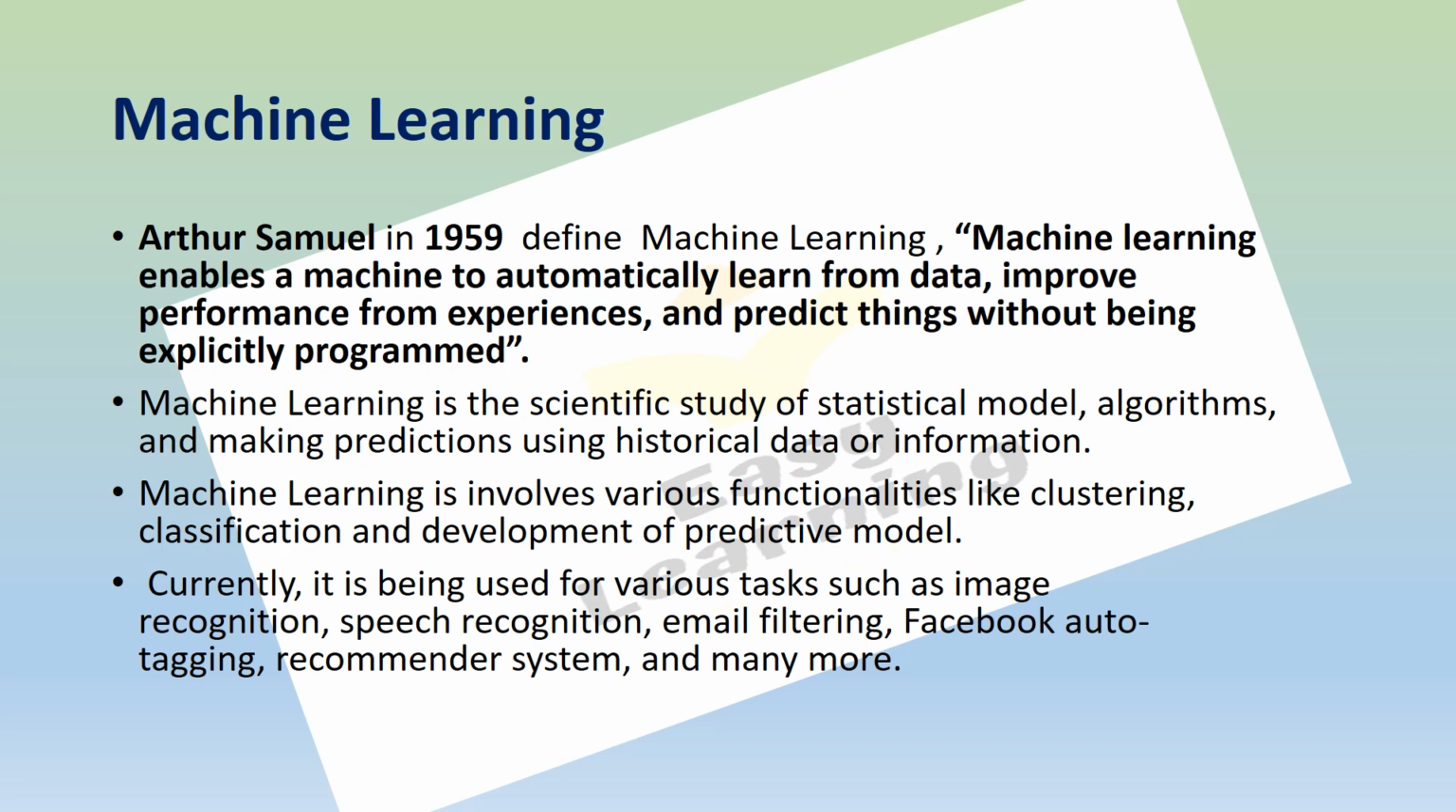Machine learning is involved in various functionalities like clustering, classification and development of a predictive model. आगे हम क्या करते हैं कि मशीन लर्निंग में हम बहुत तरह के फंक्शंस कर रहे हैं. There are many functions taking place, जैसे हमारा क्लस्टरिंग हो गया, क्लासिफिकेशन हो गया, development of the predictive model. Currently, it is being used for various tasks such as image recognition, speech recognition, email filtering, Facebook auto tagging, recommender systems, and many more.